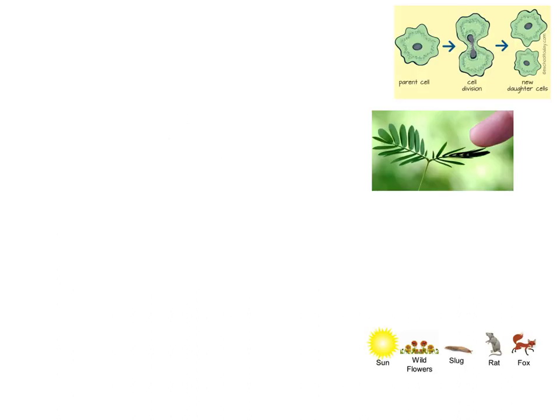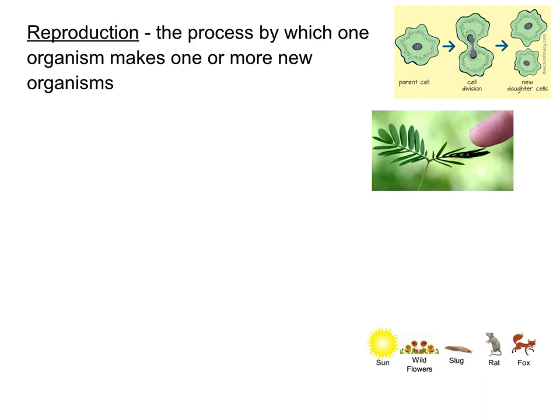The next characteristic is reproduction. So reproduction is just the process by which one organism makes one or more new organisms. And we're going to be talking about that more when we get to chapter 3, I think it is, when we talk about mitosis and meiosis. But you can see here in this picture, we've got a parent cell, it's undergoing cell division, and then you have 2 new daughter cells. So they reproduced. You had 1 cell, it made 2 cells.